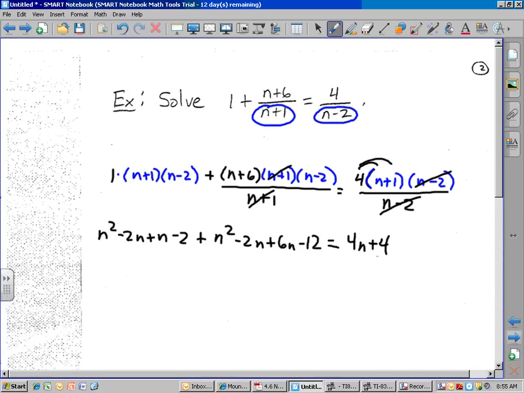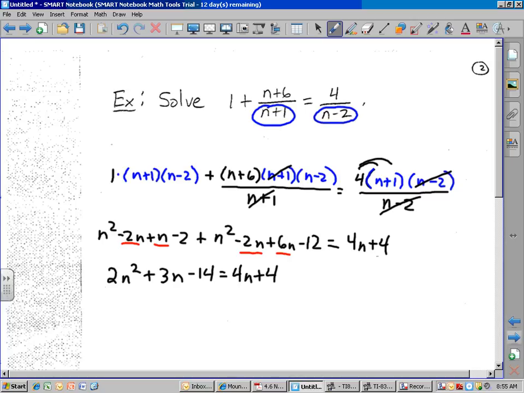All right, so we have n squared and n squared. That's 2n squared. We have minus 2n, n minus 2n, and 6n. So we end up with negative 2 plus 1 is negative 1, minus 2 is negative 3, plus 6 is plus 3n. And then a negative 2 minus 12 is minus 14.